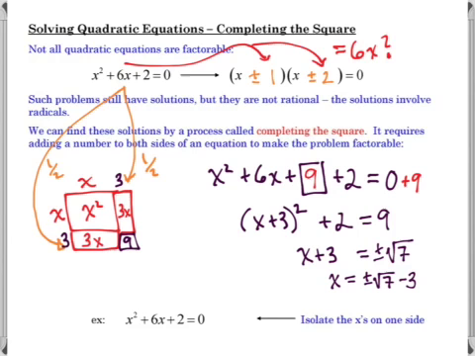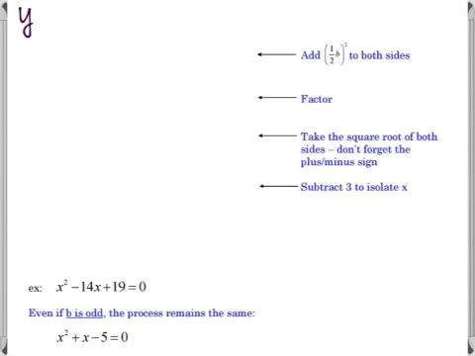Okay. Thumbs up, sideways, or down on that. Do we understand what we did? So, okay. It'll take some practice. All right, I want you to try this one down here. Which one? The x squared minus 14x plus 19 equals 0.